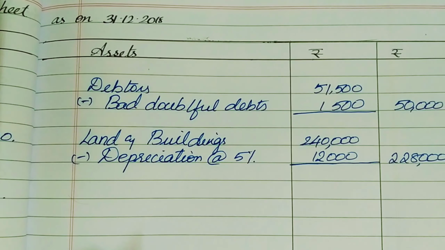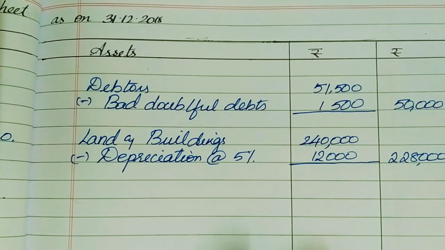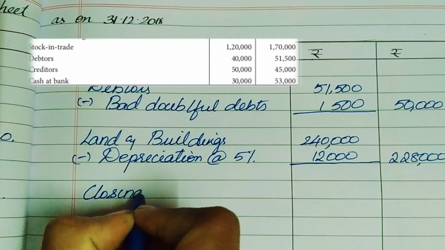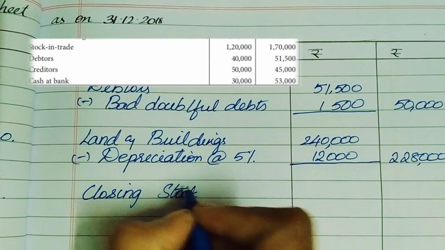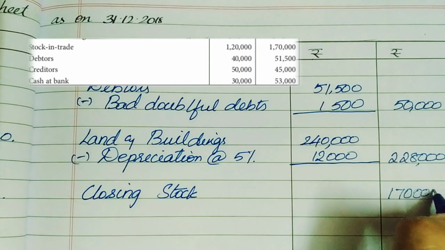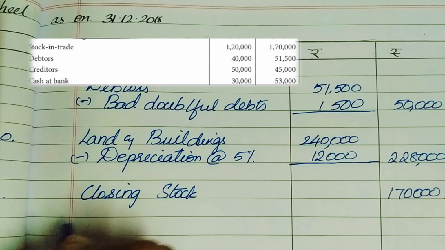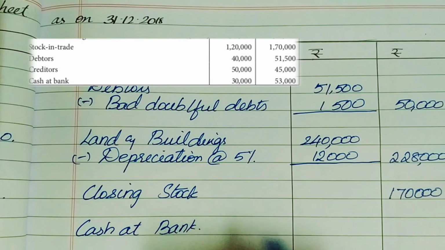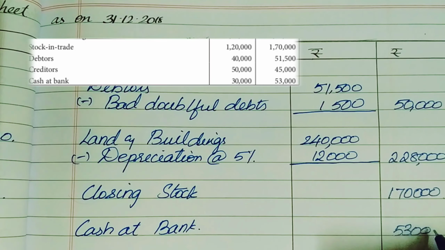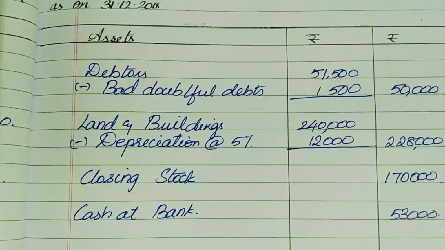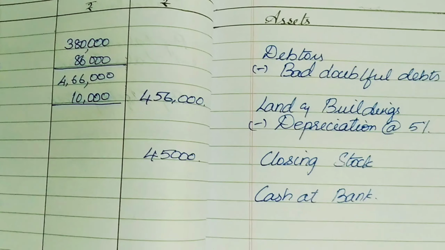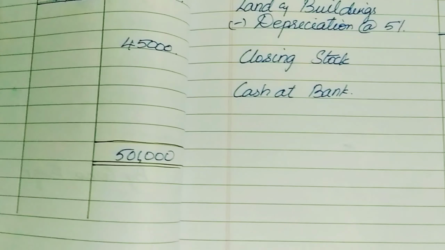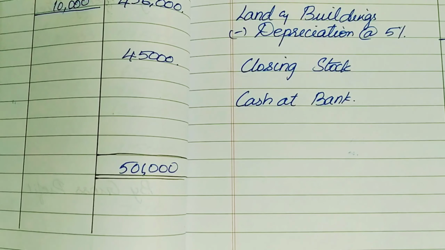Next, the adjustments are completed. So next we are going to record only the asset values which are left out from the column. So we have stock in trade, or the closing stock, for the asset side. So closing stock is 1,70,000. Debtors is completed. Lastly, we have cash at bank. So cash at bank is 53,000, the closing balance of cash at bank. So we are going to add up the asset side and the liability side and see that the same total is obtained. My asset side total is 5,01,000. Likewise, my liability side also comes to 5,01,000. So with this, the sum is over.